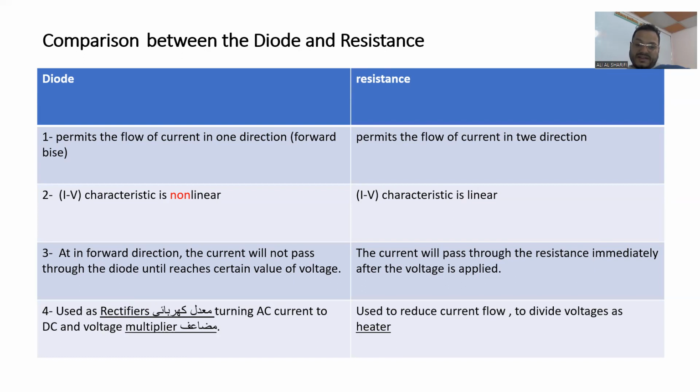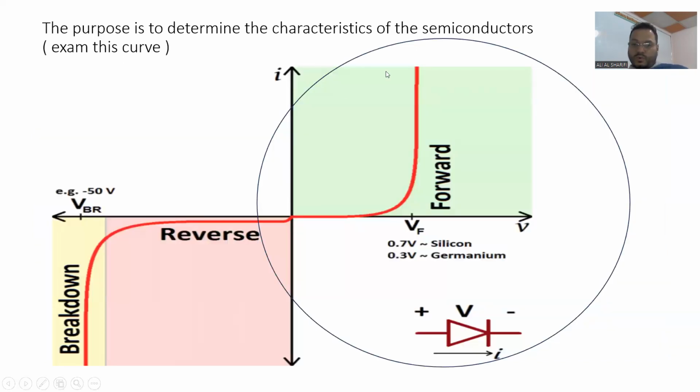At last, used in rectifiers. Here it's important. Here we use the diode. Another benefit of using the diode is converting AC current to DC current, like in rectifiers. But the resistance here is used just to reduce the current flow. Here we will work to prove that this curve is right.